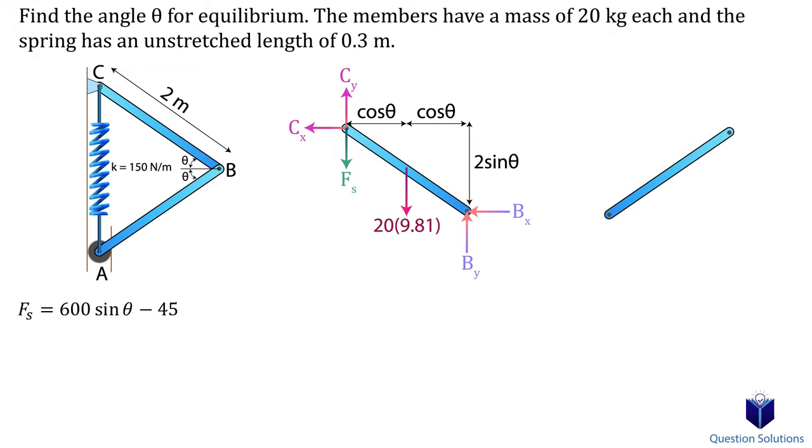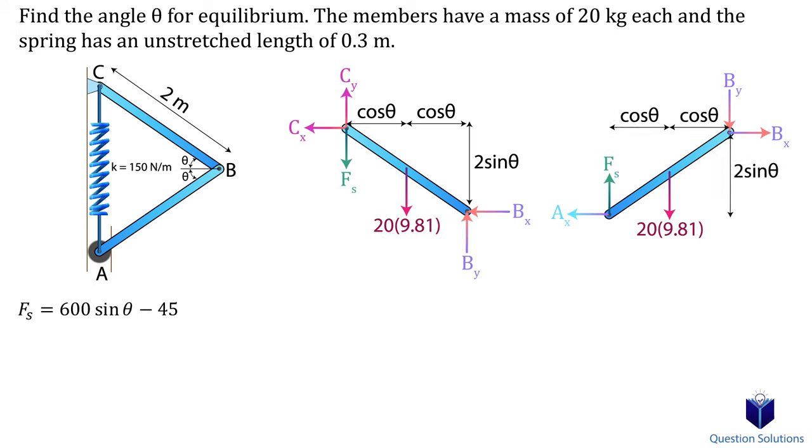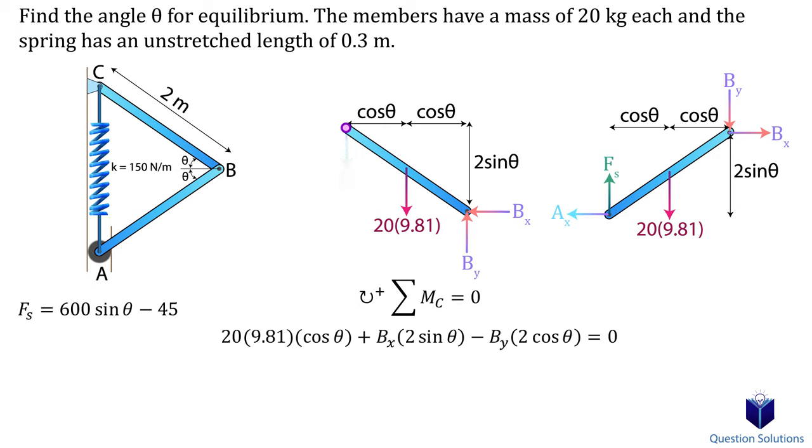Starting at B, we have the same reactions as before, but in the opposite directions. At A, we would have a support force at the roller in the x direction, and the spring force is pulling upwards. Let's not forget the weight of this member as well. The distances are the same as before. We can now start with the moment equation about point C using member CB. This eliminates the reaction at C along with the force of the spring.